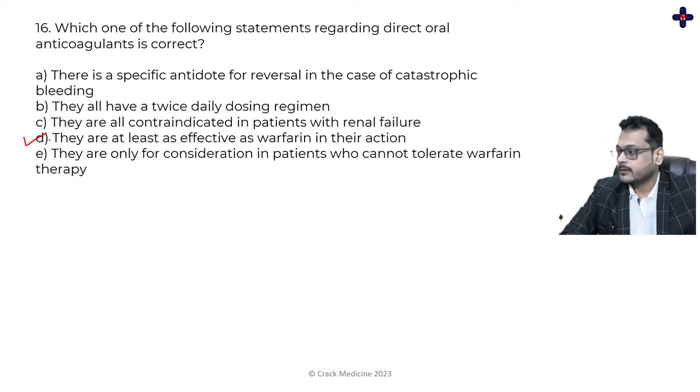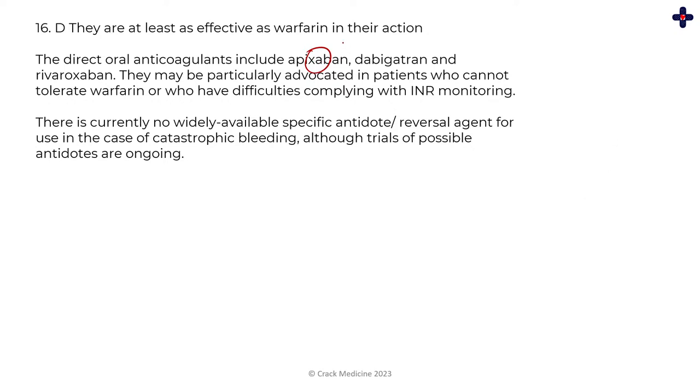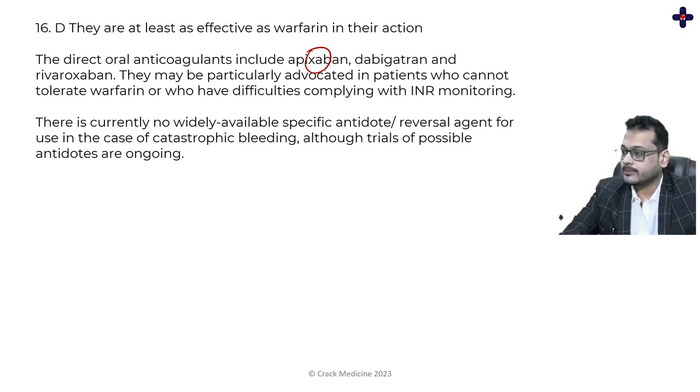All right. So, the drugs in the direct oral anticoagulants are apixaban, dabigatran, and rivaroxaban. Now, the beautiful thing about them is that they have their mechanism of action written in their names. They are factor 10A, that is activated factor 10 inhibitors. So that is how you will remember it, apixaban, right?